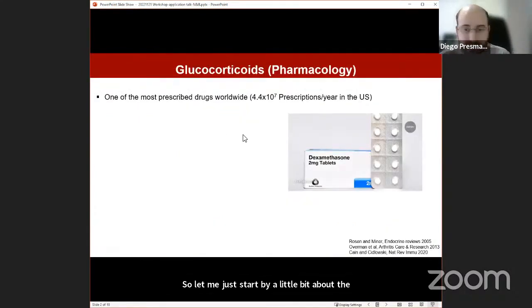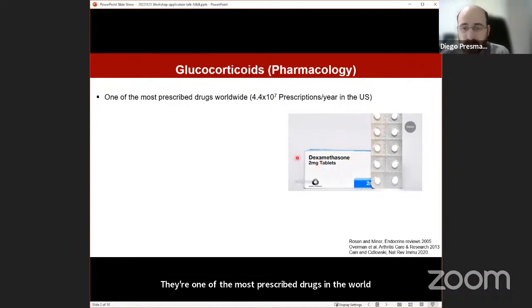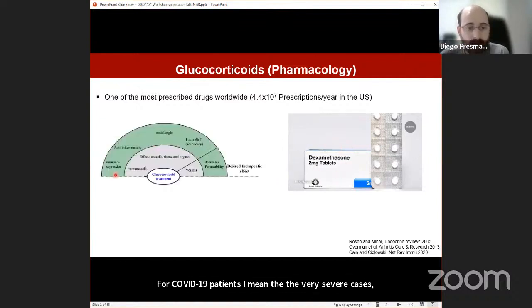So glucocorticoids are extremely important from a pharmacological perspective. They're one of the most prescribed drugs in the world. You may have heard the name dexamethasone in 2020, since it was the very first successful treatment for COVID-19 patients, I mean, the very severe cases. And this is because glucocorticoids are extremely good at immunosuppression and anti-inflammatory action. That's why it was so successful for COVID-19 patients.